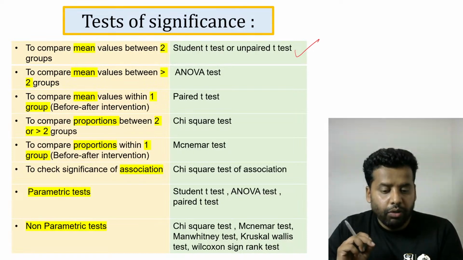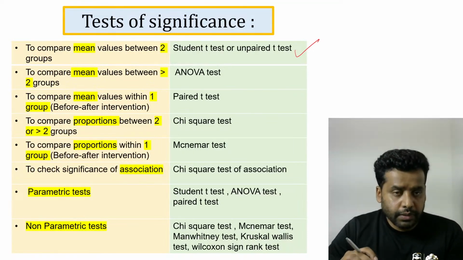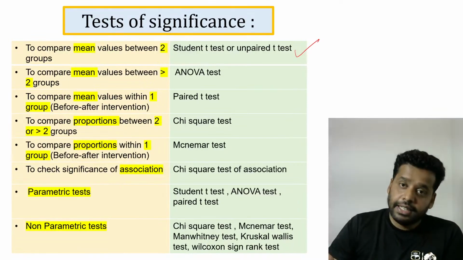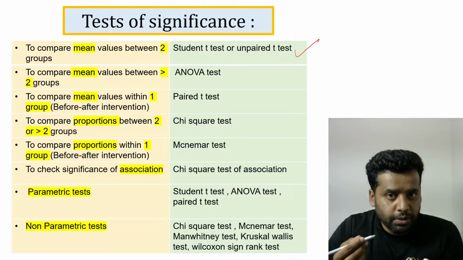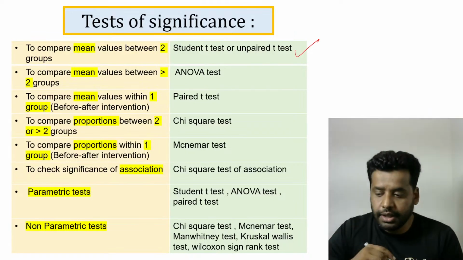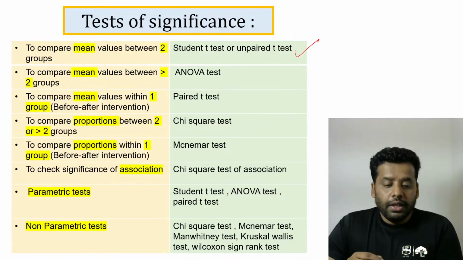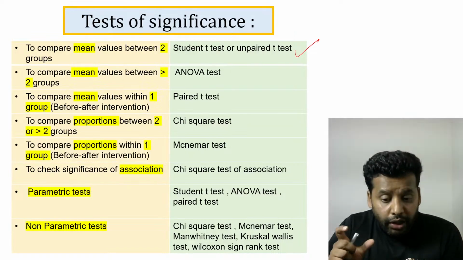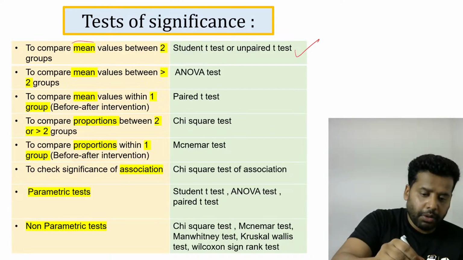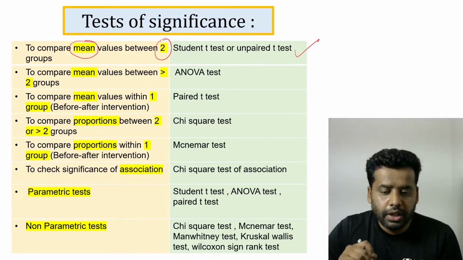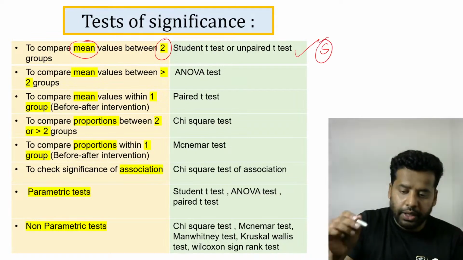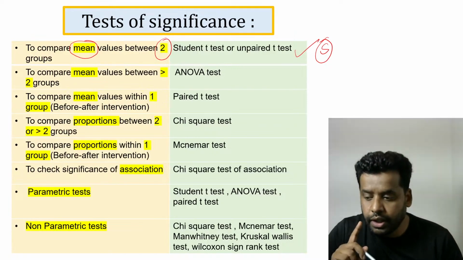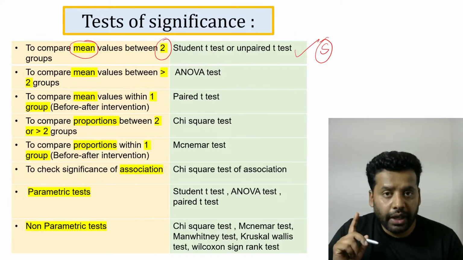One group you are giving treatment, the other group you are giving placebo, that is an RCT. Later you will be comparing the mean values, for example mean hemoglobin levels, to see whether the difference between the two groups' mean values is statistically significant or not. See the words properly: mean, two groups. What test is used? Student t-test, also called the unpaired t-test.